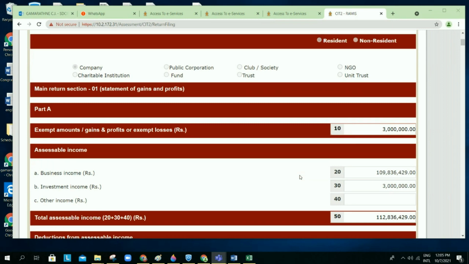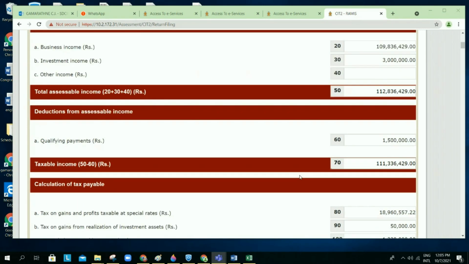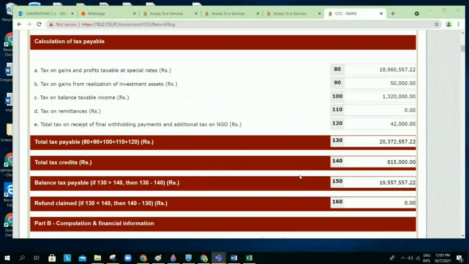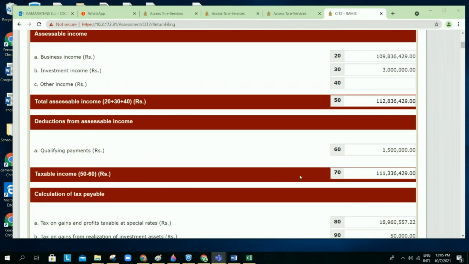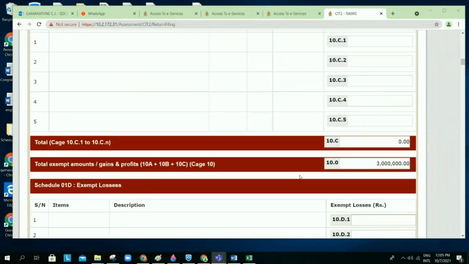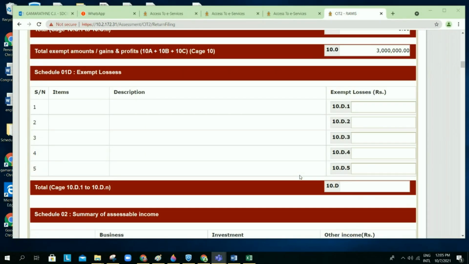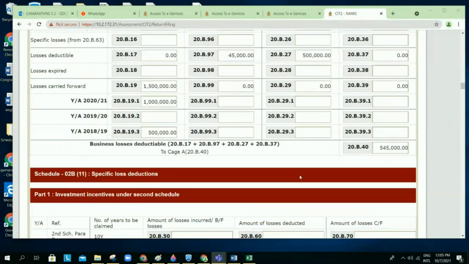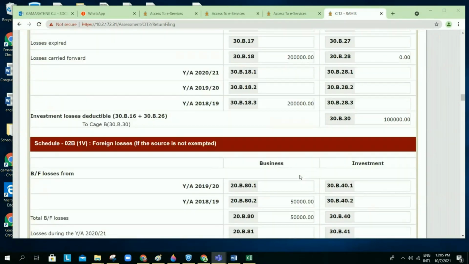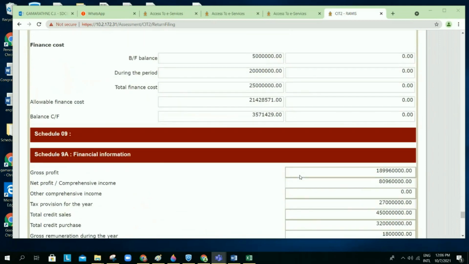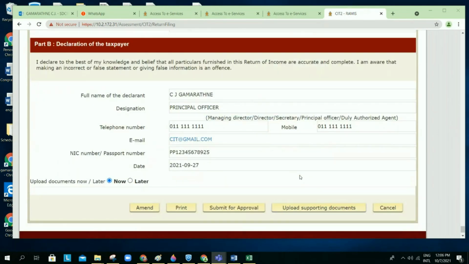Next, we will move to the confirmation page. Then click on the confirmation page. You can see the values you have entered here. Then you can go through all the return data and check the correctness of those, and at the bottom you can see the buttons.